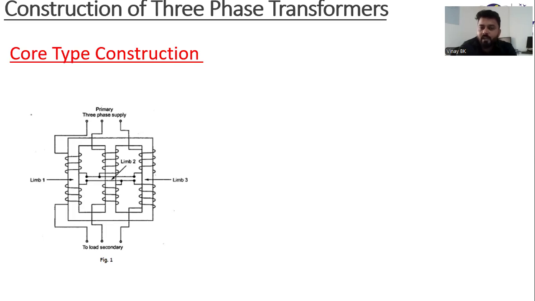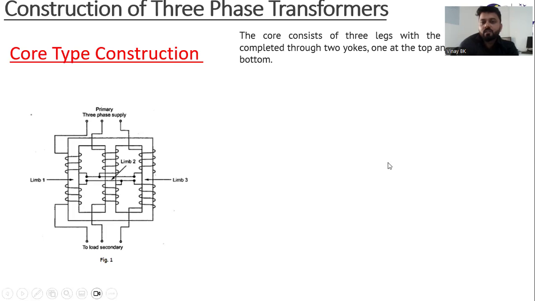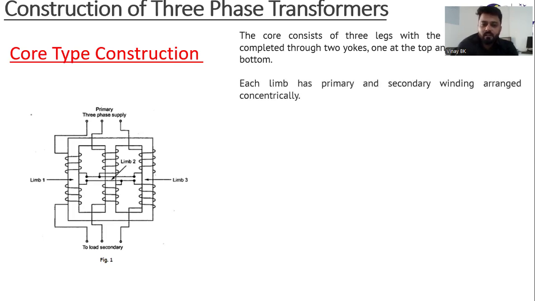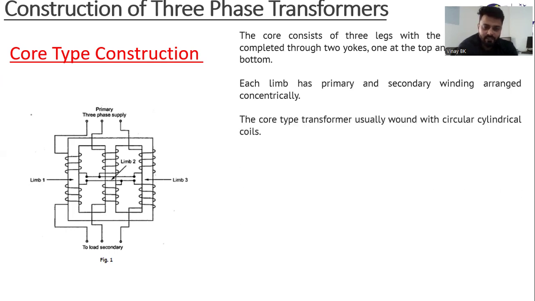The primary winding will always be given to the supply side, and the secondary side will be given to the load side. So you can see it has three limbs, two yokes, and each limb has a primary and secondary winding which are arranged concentrically, one over the other.